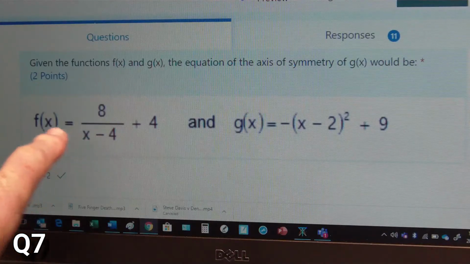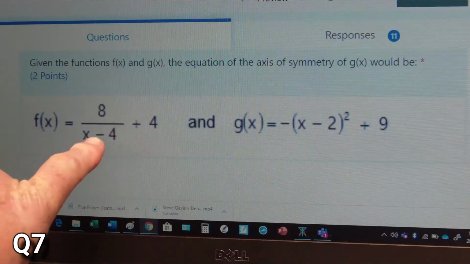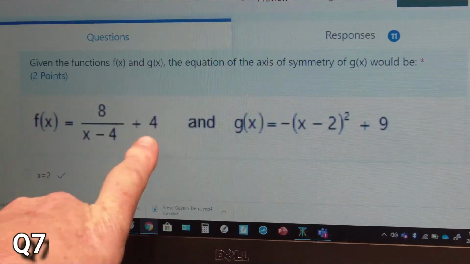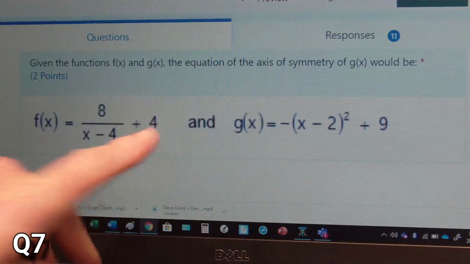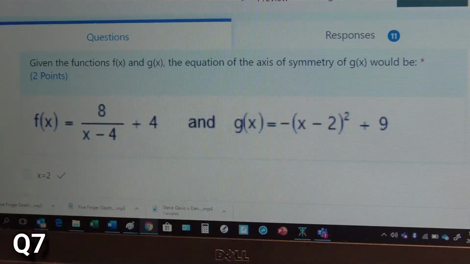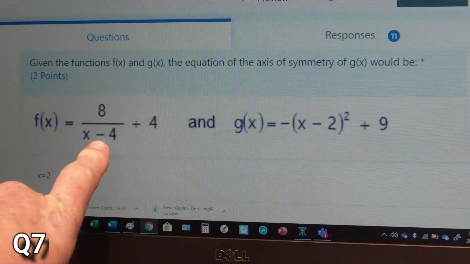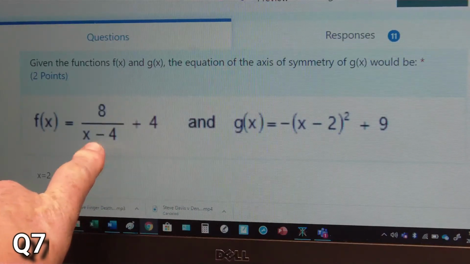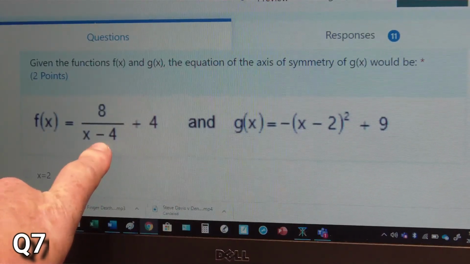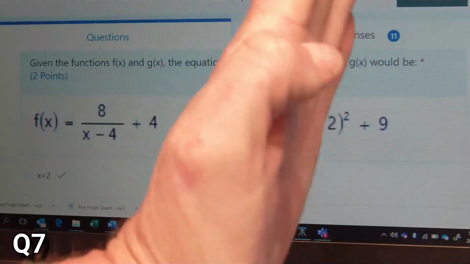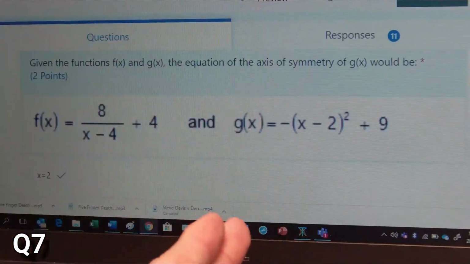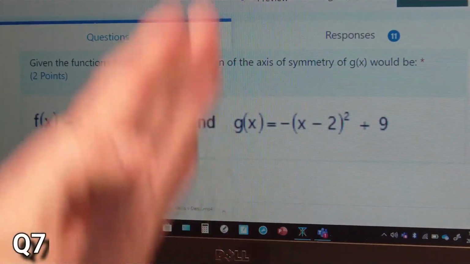Because this hyperbola has been shifted up 4 units because of that 4, we know that the horizontal asymptote is up at y equals 4. And because this hyperbola has been shifted to the right 4 units, we know the vertical asymptote has the equation x equals 4.